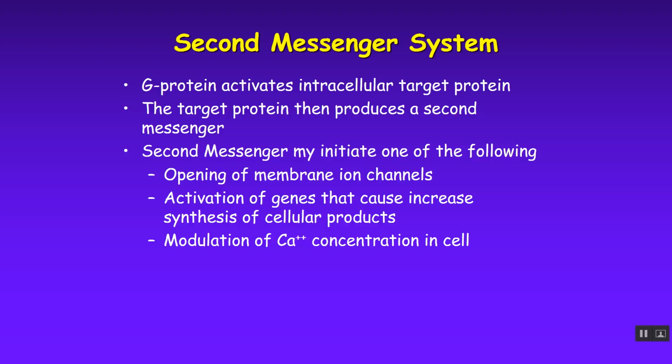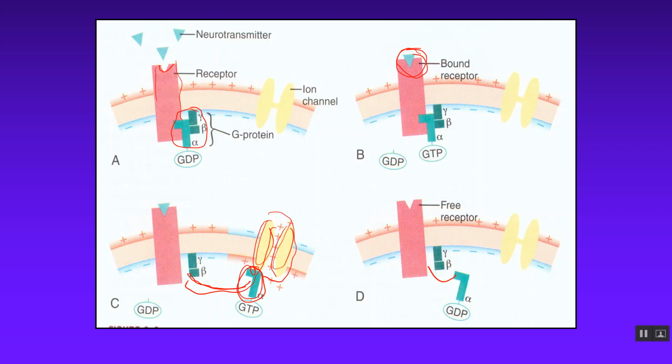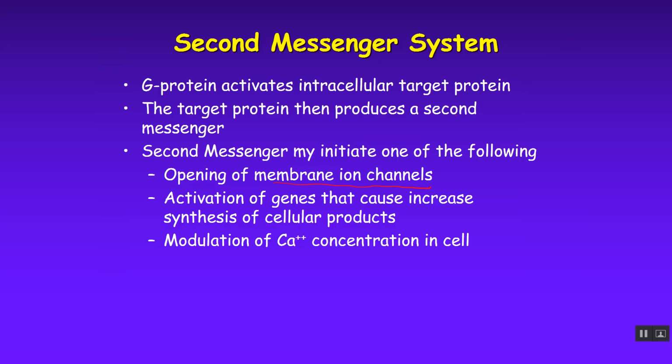Once it produces the second messenger, that second messenger can open a membrane channel or ion channel, kind of like this. In this case, the alpha protein is kind of like the second messenger, but this is not really it. We'll get to what the second messenger really is here. It can activate genes. That second messenger can go into the cell nucleus and activate genes and turn them on to do things like increase synthesis of cellular products, make more mitochondria, add more protein channels to the membrane, increase or decrease receptor sites, so it can upregulate or downregulate, okay? The other thing it does is it modulates calcium concentrations within the cell.